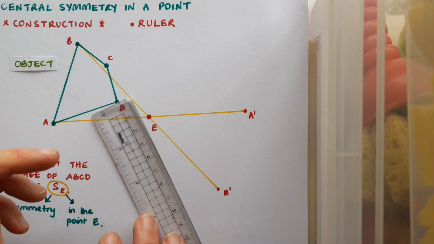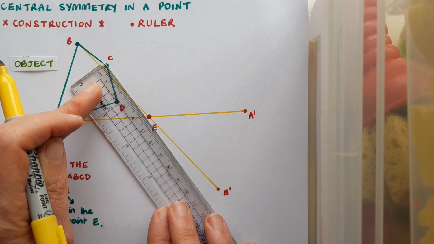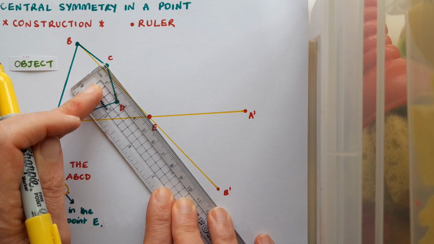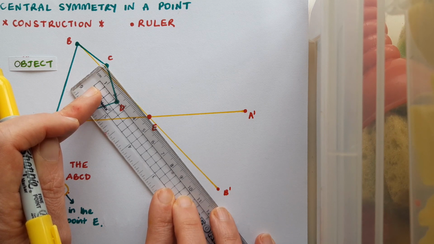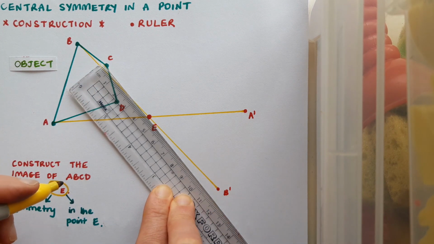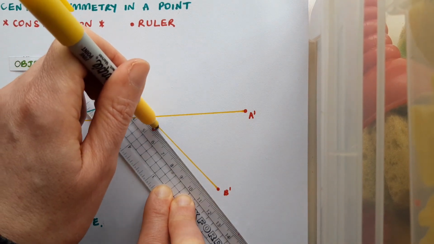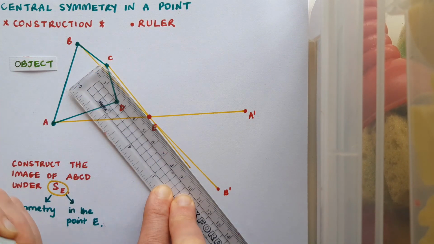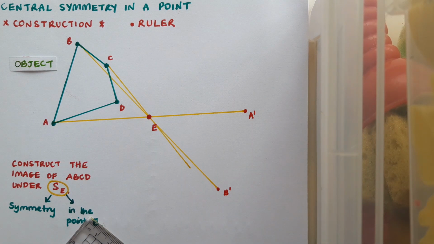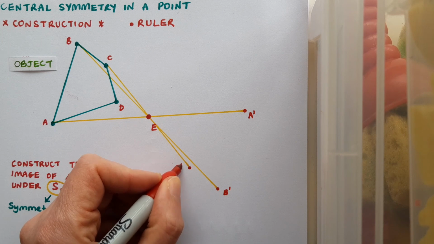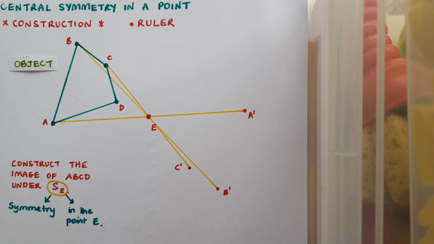Okay, two more points to go. C, I'm doing these in alphabetical order, by the way, but you don't have to do them in order. You can do them in any order you like. So C as far as E is 4.4. I'm going to double that. That's 8.8. And I'll draw a line 8.8 long. That came from C, so it's going to terminate at C dash, the image of C.